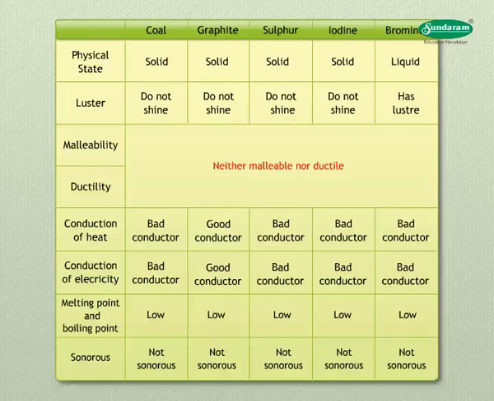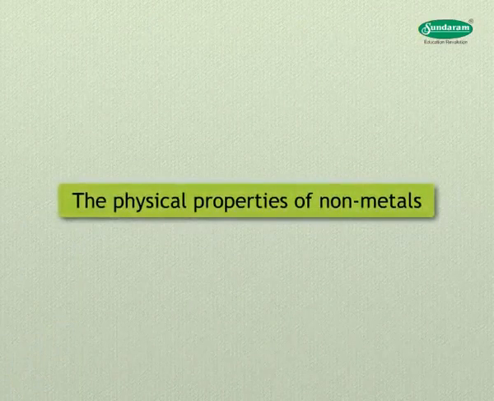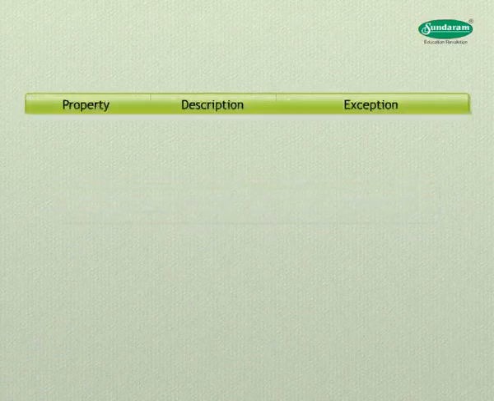Malleability and ductility. They are neither malleable nor ductile. Conduction of heat and electricity. Graphite is a good conductor of heat and electricity. Other non-metals are bad conductors of heat and electricity. All of them have low melting and boiling points. All of them are not sonorous. Let us look at the physical properties of non-metals.